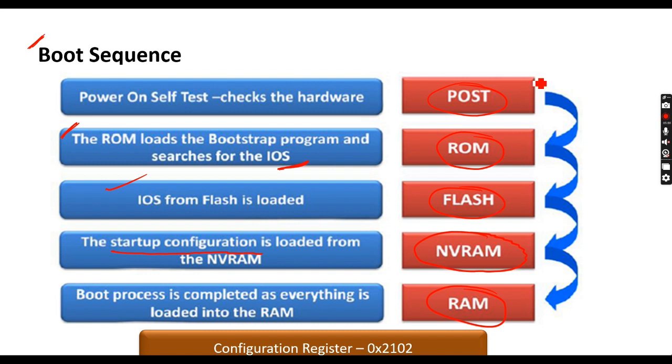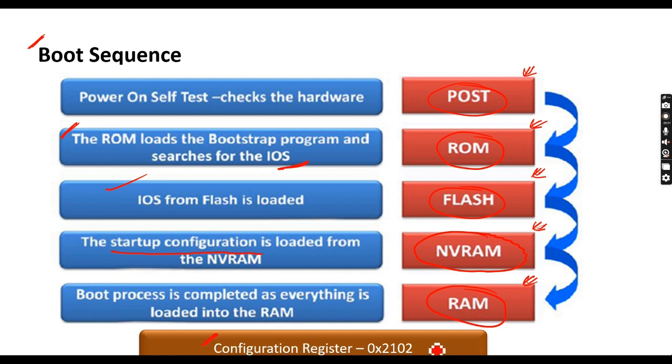So the boot sequence of your router: check the hardware first. If it is good, initiate the bootstrap to find and load the operating system, load the startup configuration, and load everything into the RAM to view the information. This is the boot sequence of routers.